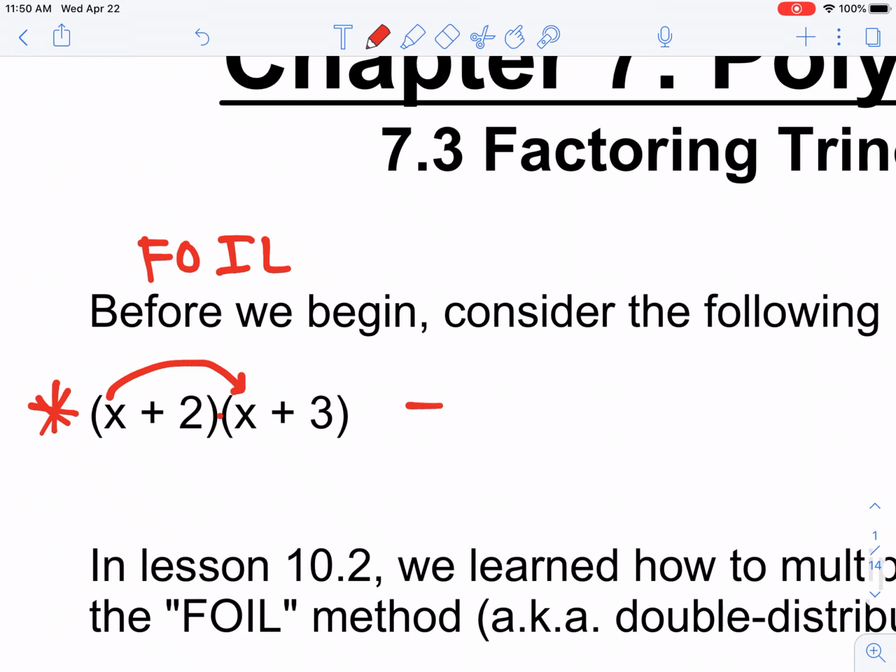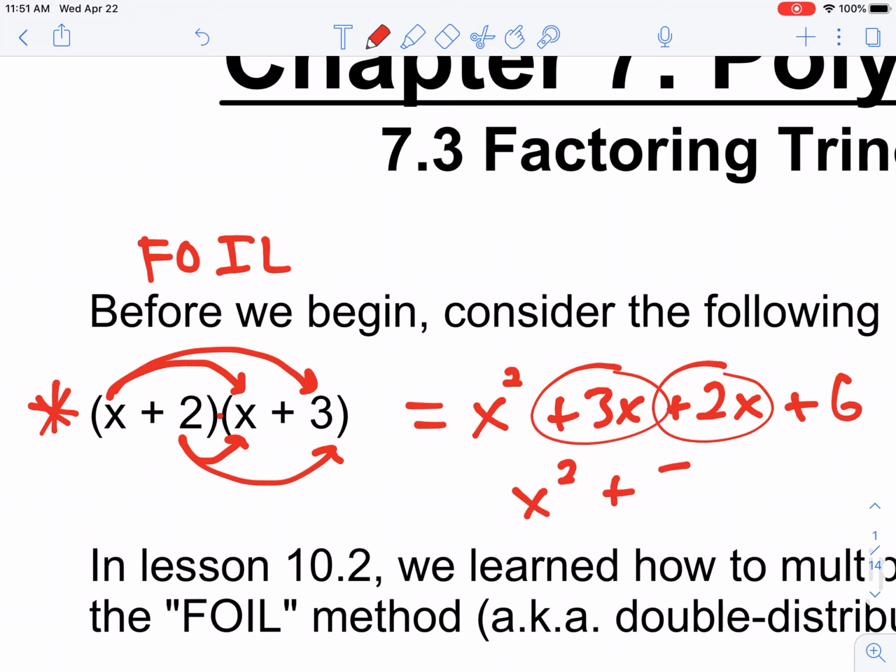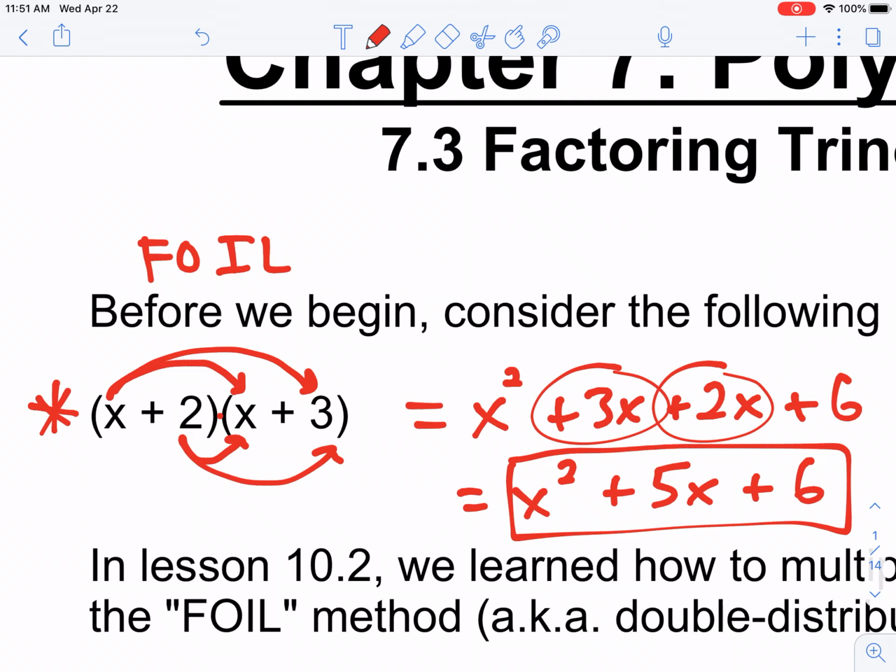X times x, which is x squared, right? Then x times positive 3, which is positive 3x. Then positive 2 times x, which is positive 2x. And then positive 2 times positive 3, which is positive 6. And then we could combine our like terms, and we get our finalized polynomial, right?